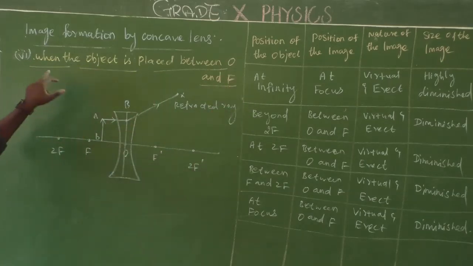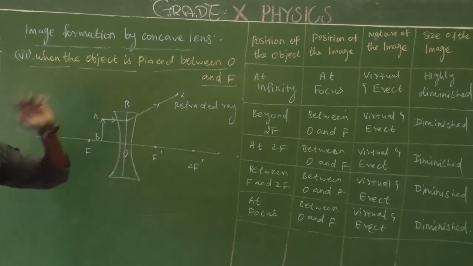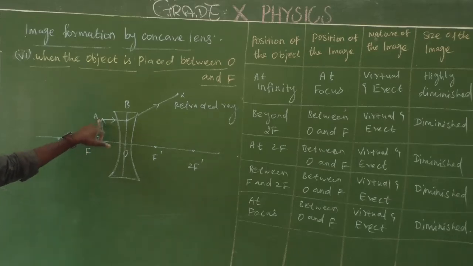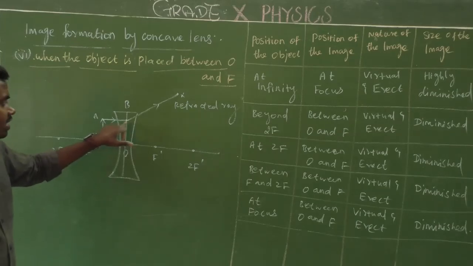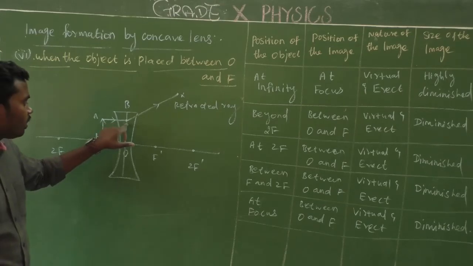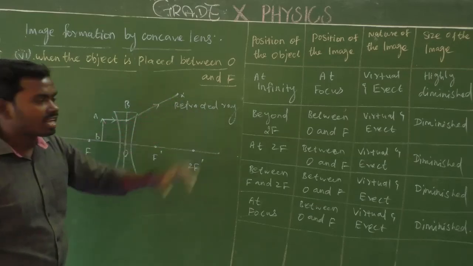Look here, this sixth condition. In the sixth condition, the object is placed between O and F, which means between the optical center and the focus. From the top of the object, light rays are coming. Consider the ray of light parallel to the principal axis, coming from the top of the object A. This ray falls on the concave lens at point B. Refraction takes place at B, and the direction of AB changes into BX. So BX is a refracted ray.